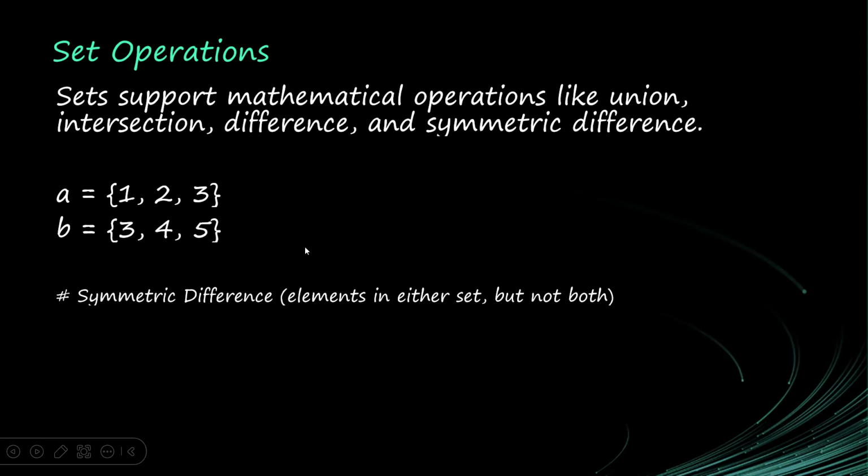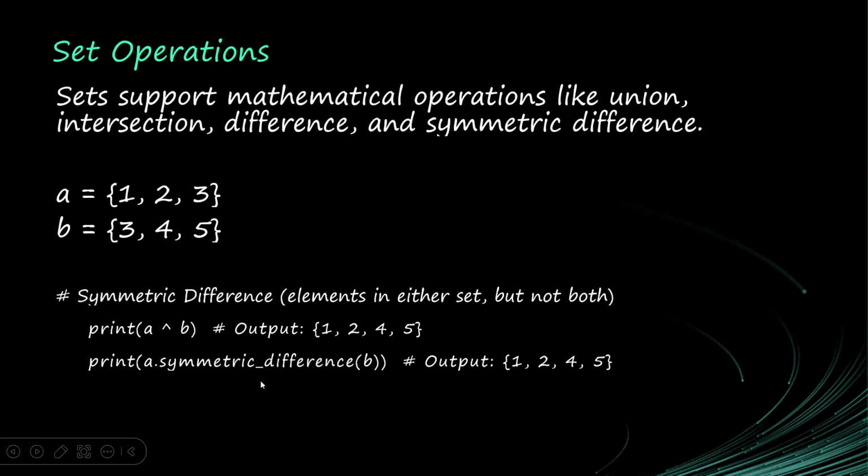So now, 1, 2, 4, 5 are not common here. 3 is in both sets, so it will not be brought in. So we are going to get 1, 2, 4, 5. Because 1 and 2, 4 and 5 are in either set, but 3 is in both sets, 3 will not be included. It's like you're doing a merge. This symmetric difference is like you're doing a union, but you're removing what they have in common.